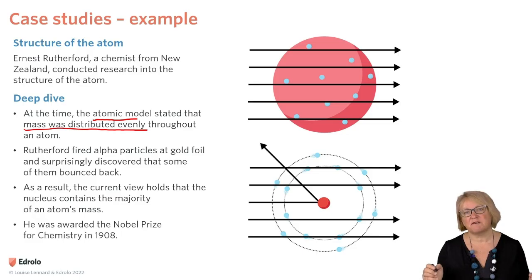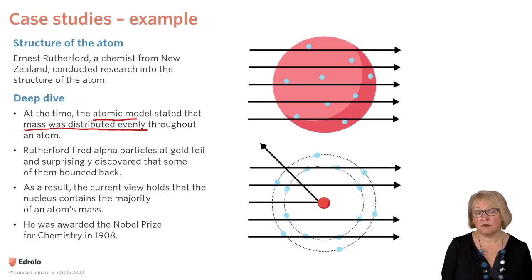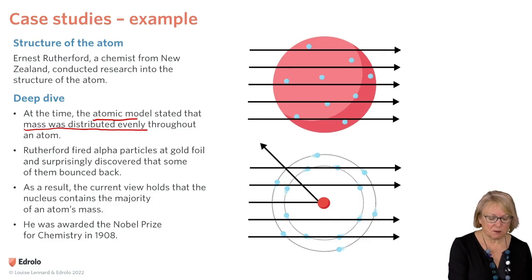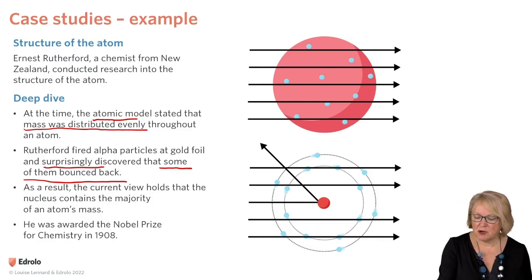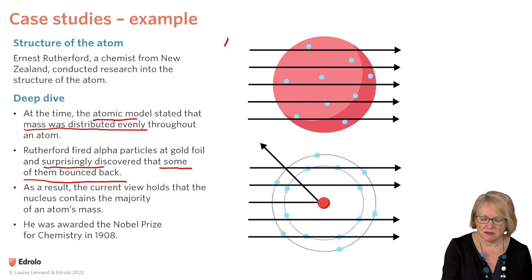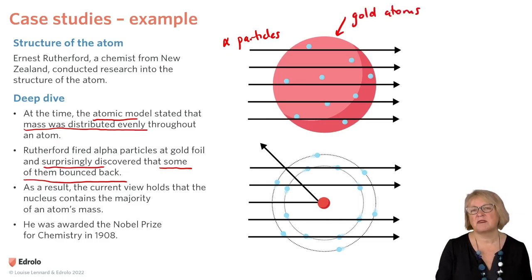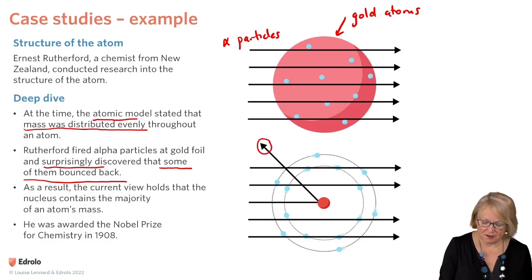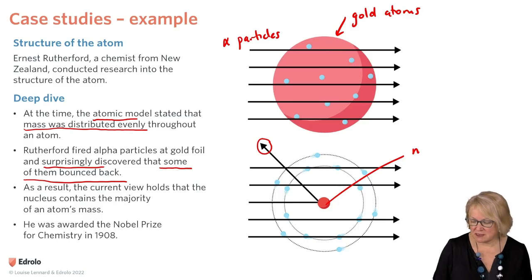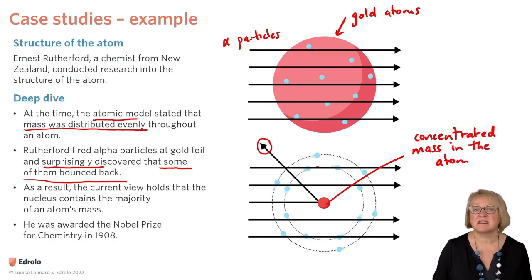And Rutherford was firing alpha particles at a piece of gold foil or gold metal and surprisingly discovered that some of them, not many, but some of them bounced back. And this was important because most of the time firing the alpha particles at the gold atoms, the alpha particles would go straight through. But the fact that sometimes they were reflected meant that there was a concentrated mass inside the atom, which we now know is the nucleus.